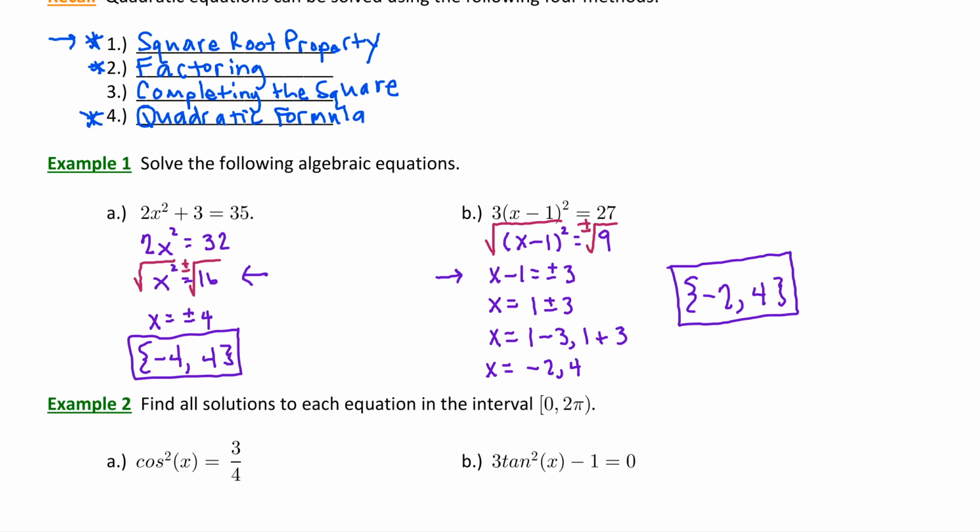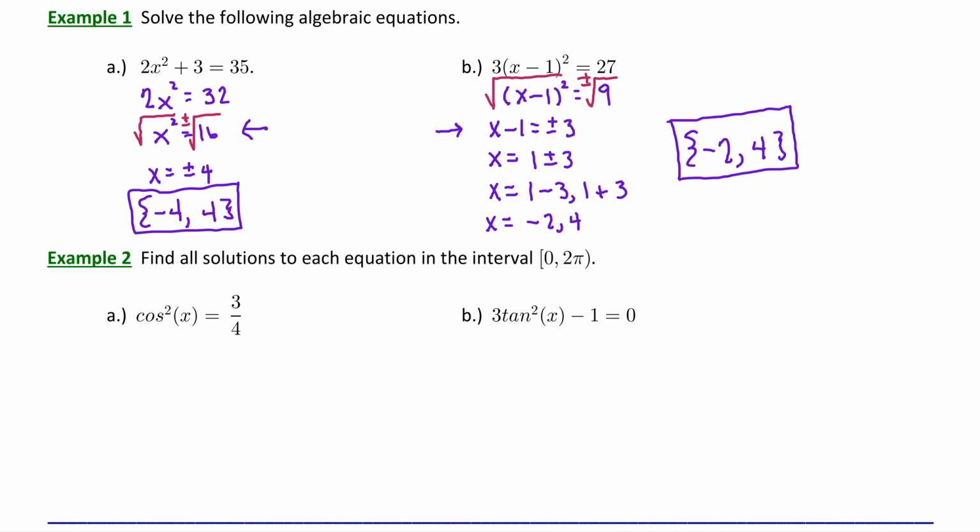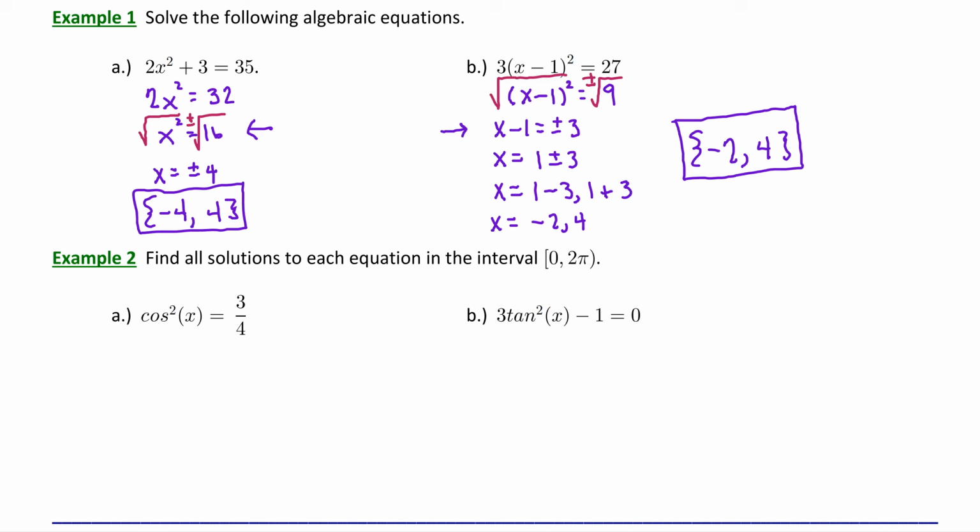Now let's take this same algebraic strategy and apply it to a trigonometric equation. In example 2, we're going to find all solutions to each equation in the interval 0 to 2 pi. We're working on a closed interval, 1 rotation around the unit circle, or I suppose I should say a half-open interval, right? And the interval also indicates that we should be working in radians. So on example A, we have cosine squared of x equals 3/4. This is a trigonometric equation, but because of the square, we could say it's of quadratic type.